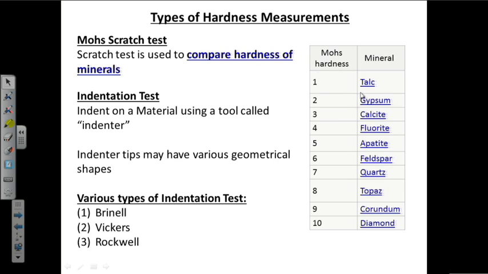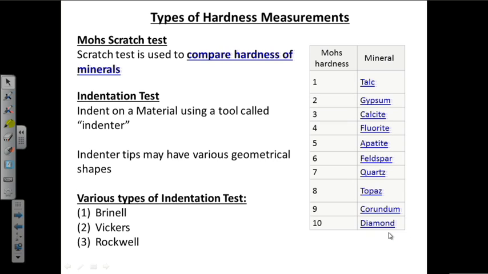In this table you can see that I have listed several minerals and the corresponding hardness of them. The mineral called talc is the softest of them and has a Mohs hardness value of 1, whereas for diamond, which is the hardest material available in the earth's crust, the Mohs hardness is 10.